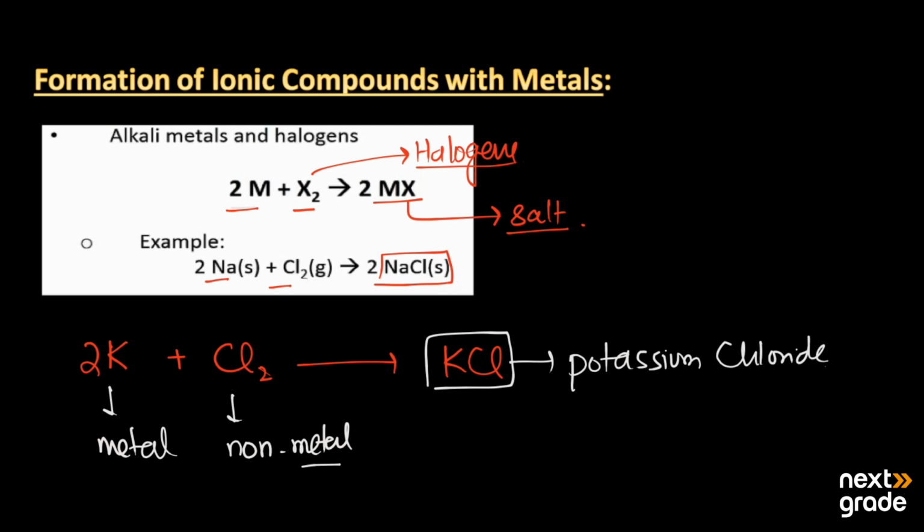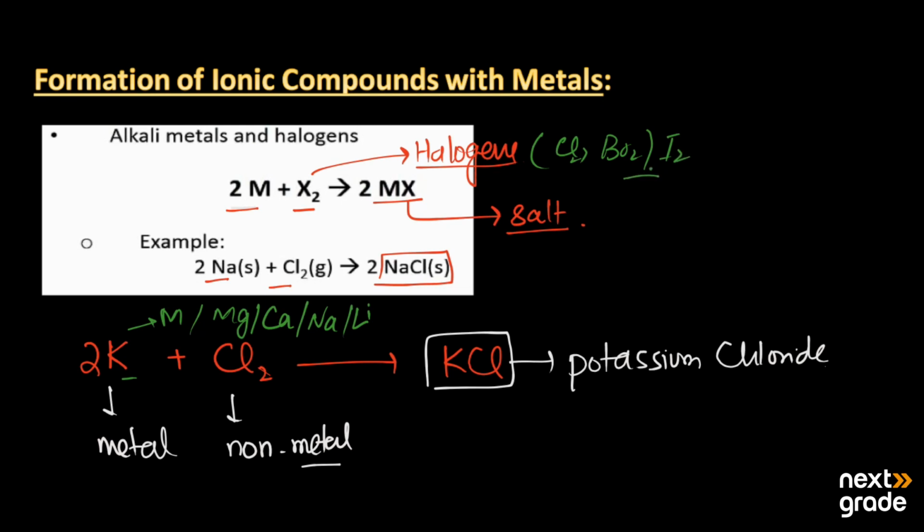In place of potassium we can also take another metal, like magnesium, calcium, sodium, or lithium. And in place of the halogen, denoted as X, it can react with chlorine, bromine, as well as iodine.